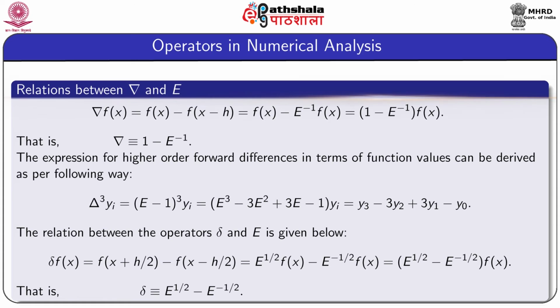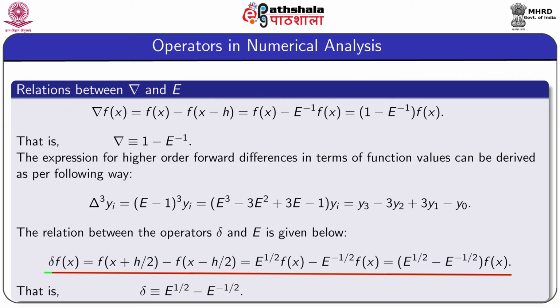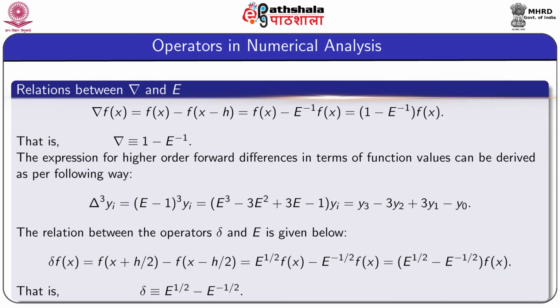In terms of the central difference operator small delta, delta f(x) equals f(x+h/2) minus f(x-h/2), and in terms of the shift operator, this expression becomes E^(1/2) f(x) minus E^(-1/2) f(x), which equals (E^(1/2) minus E^(-1/2)) f(x). That means the central difference operator is equivalent to E^(1/2) minus E^(-1/2). This is the relation between the central difference operator and the shift operator E.